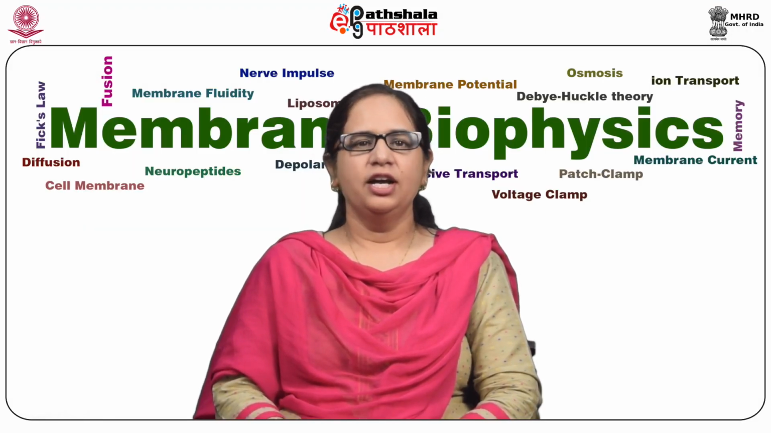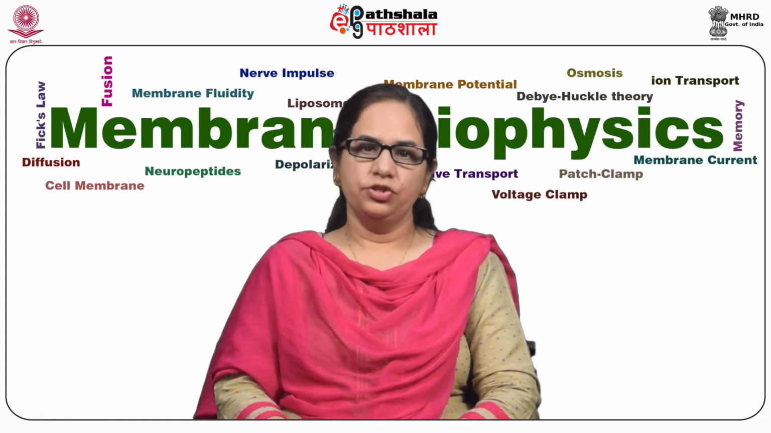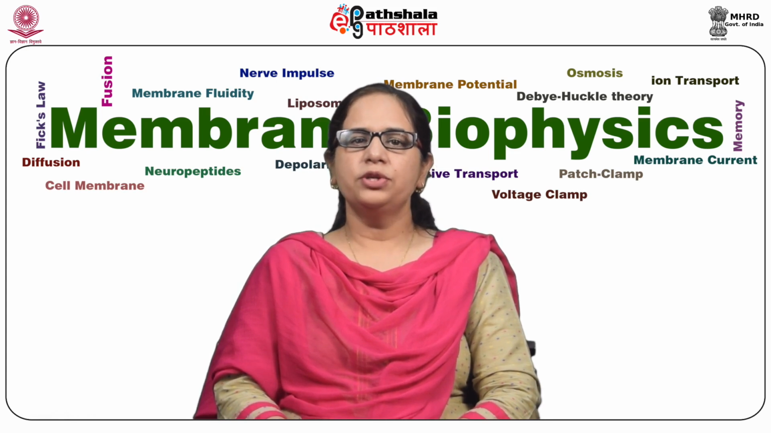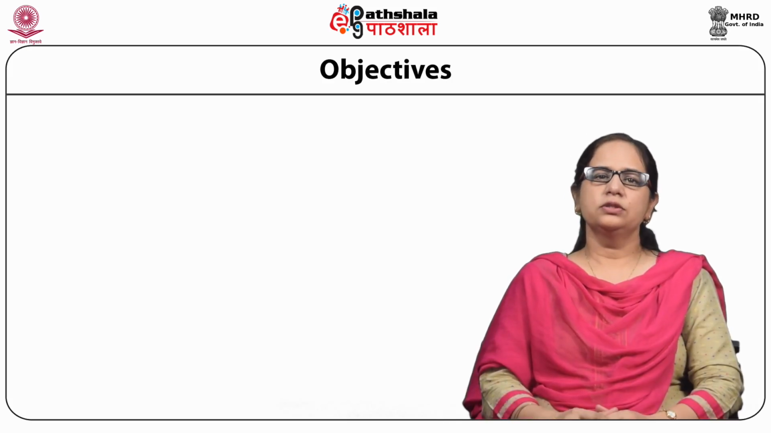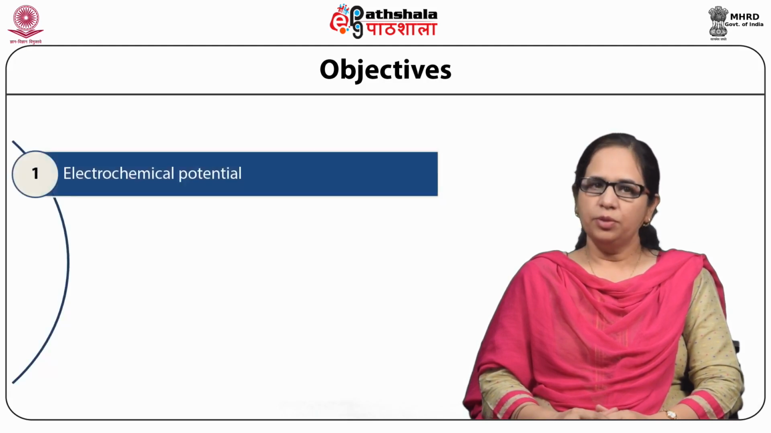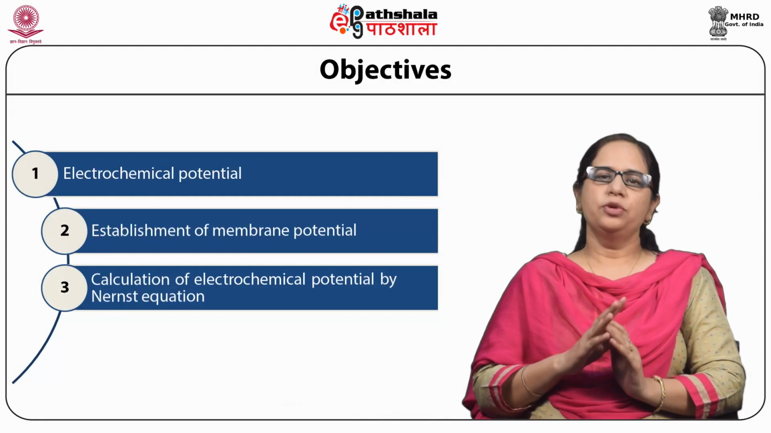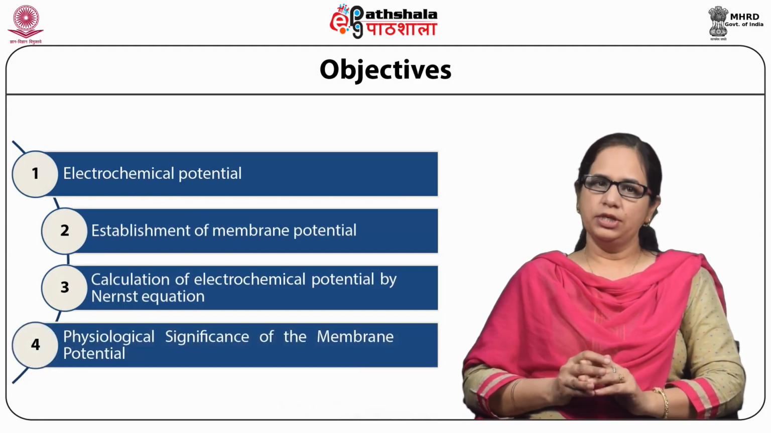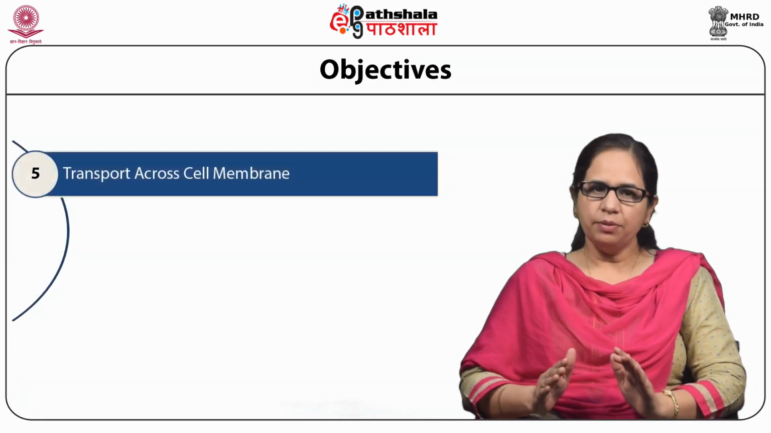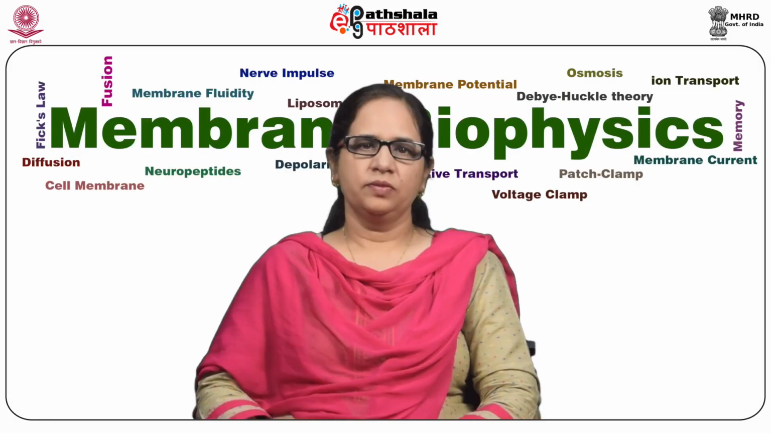Today I am going to talk about thermodynamics and kinetic approaches to membrane potential, calculation of electrochemical potential by Nernst equation, from the paper Membrane Biophysics. The objectives of the talk are electrochemical potential, establishment of membrane potential, calculation of electrochemical potential by Nernst equation, physiological significance of membrane potential, and the transport across the cell membrane, mechanism of transport, and the types of transport.